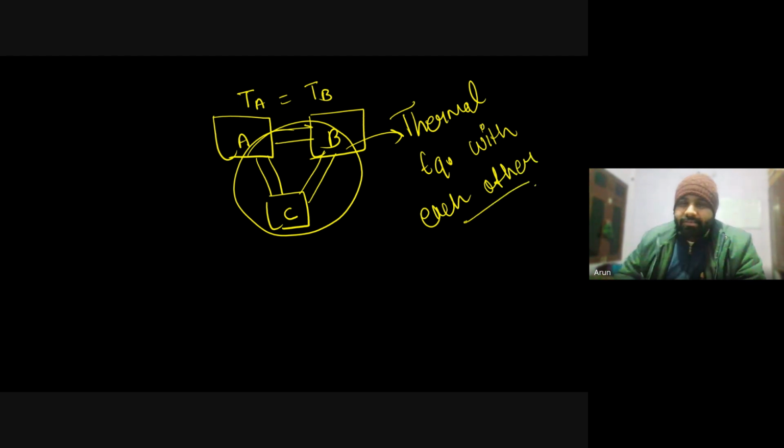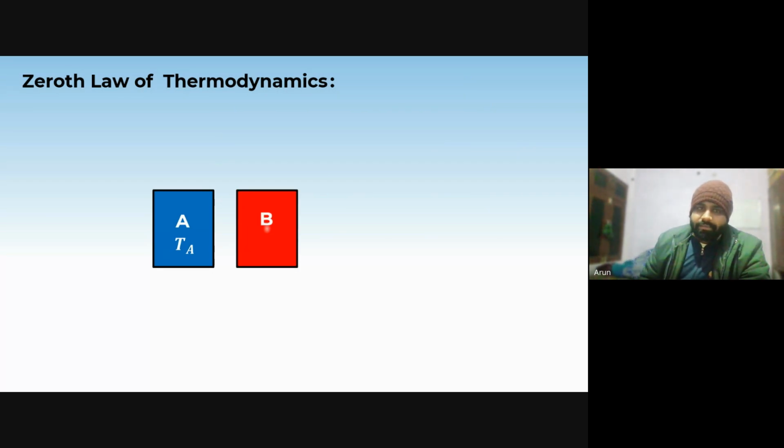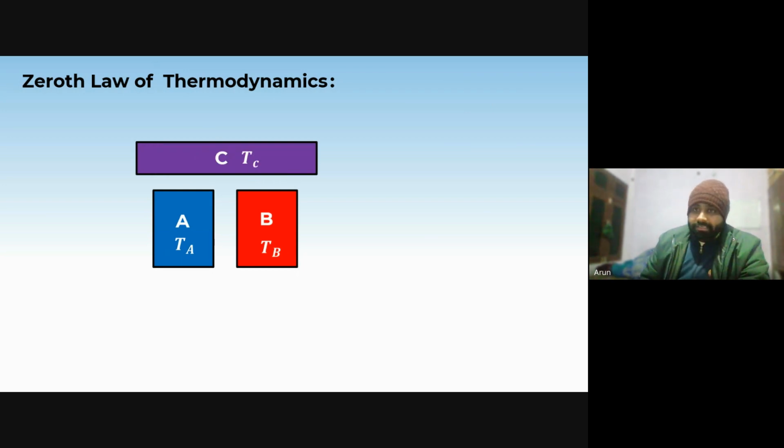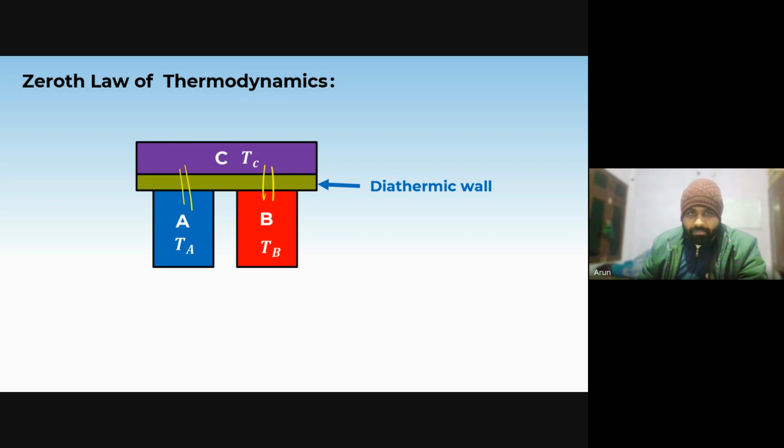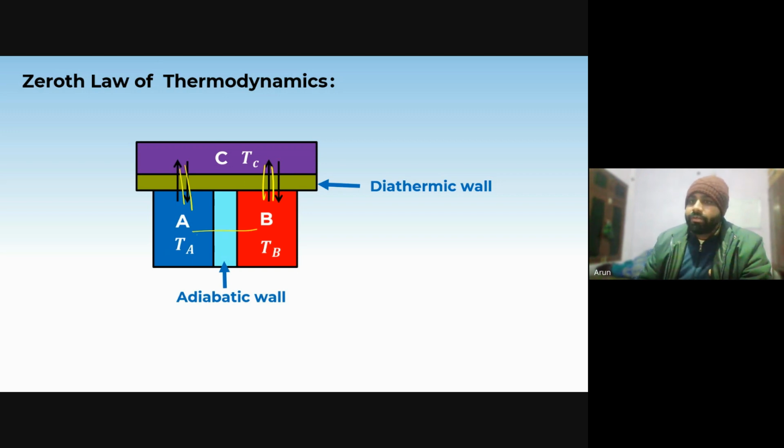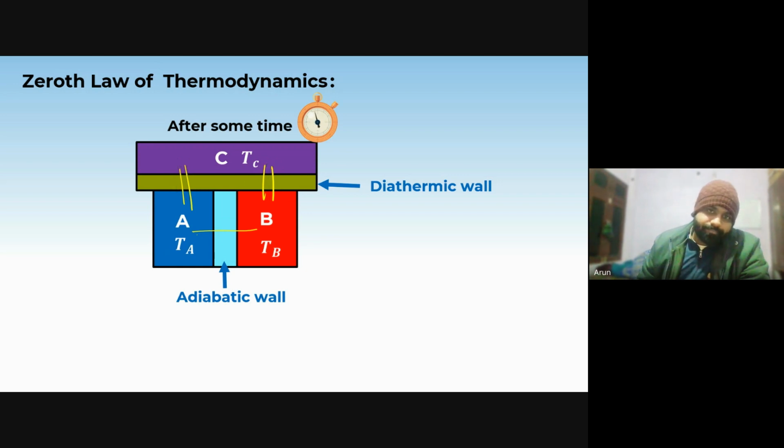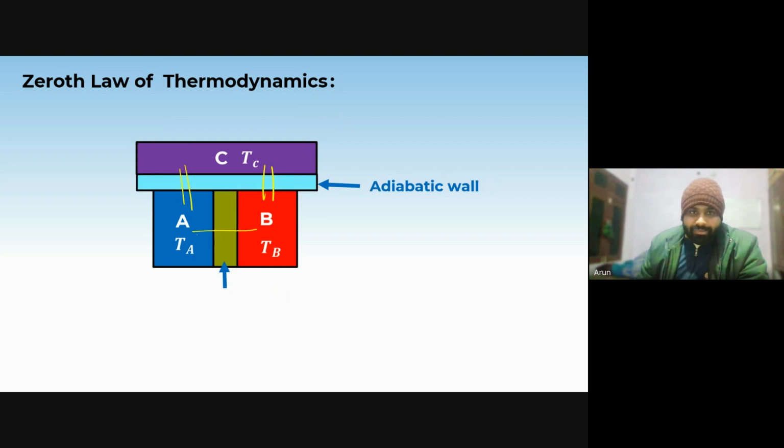This is the zeroth law. Very simple. If we have a system A and system B at different temperatures, and we have a different system C at temperature TC, and this is the diathermic wall, which means they can allow the heat transfer, and this is the adiabatic wall, which means that A and B cannot exchange heat in between. So what is happening after some time? Let me wait for that. I'm just joking.